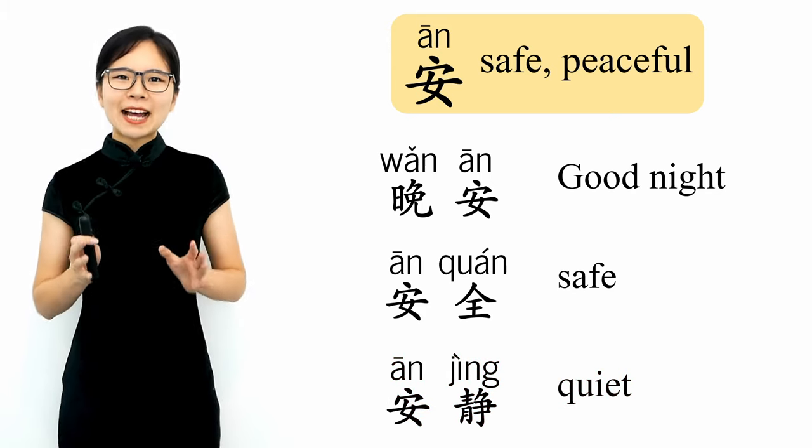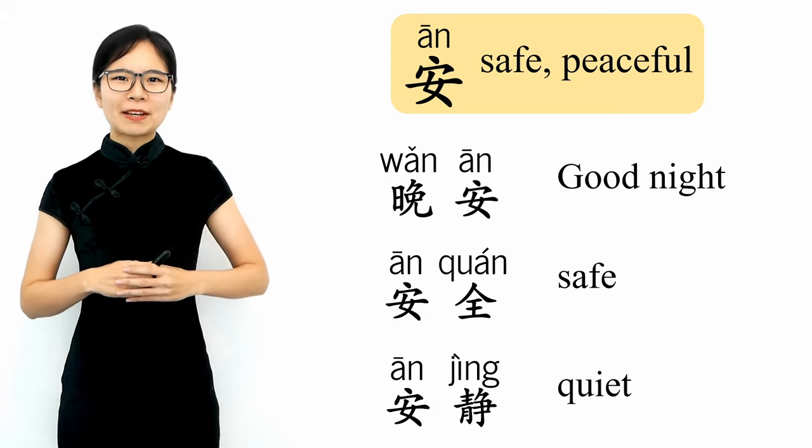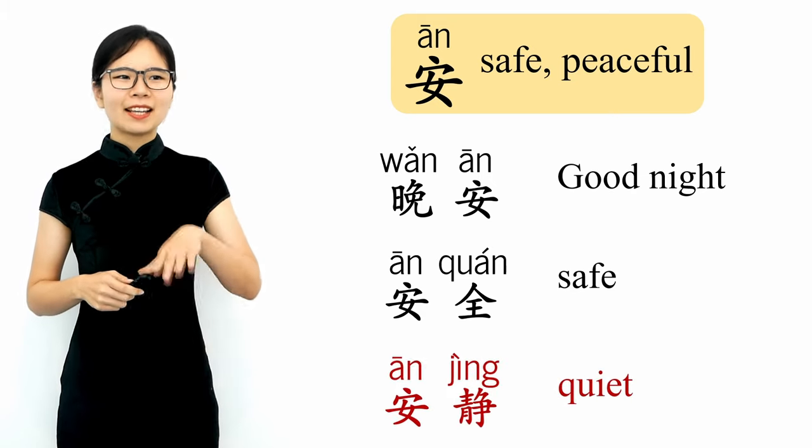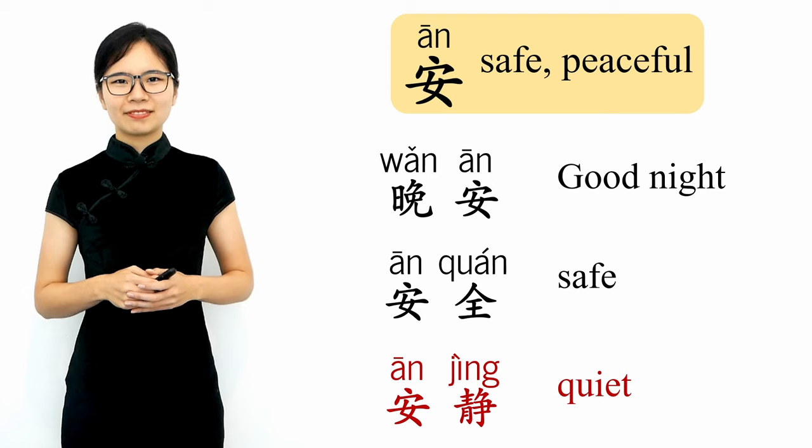安静, the character 静 means still, quiet, or calm, and 安静 is the word for quiet. You can also say 安静 to someone to tell them to be quiet. 安静, 安静, quiet.